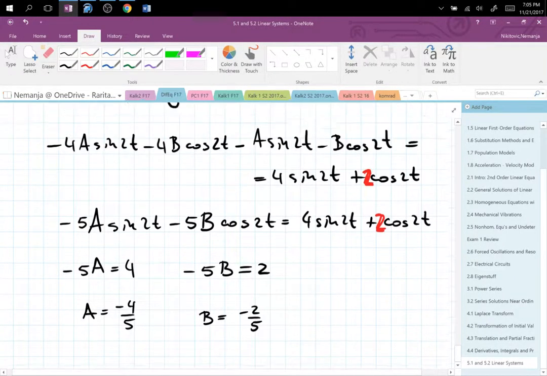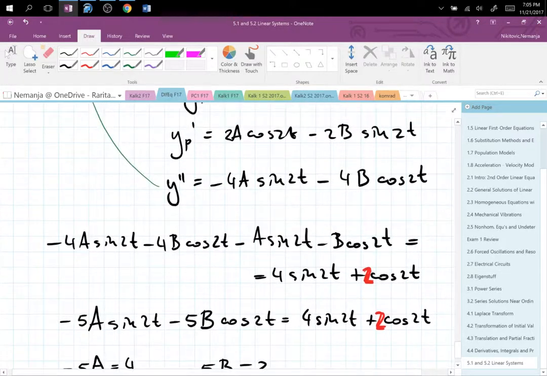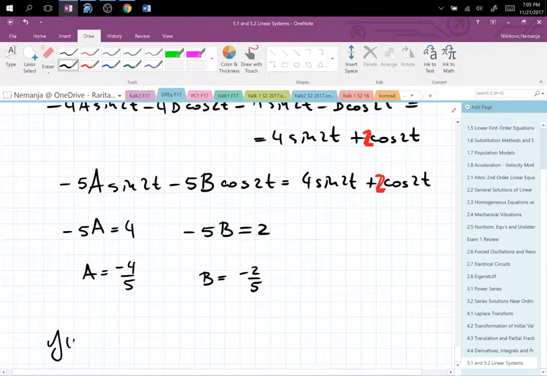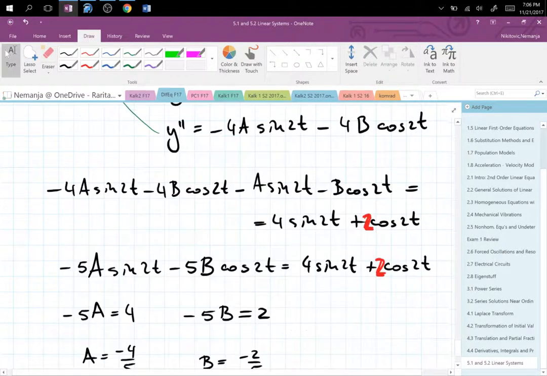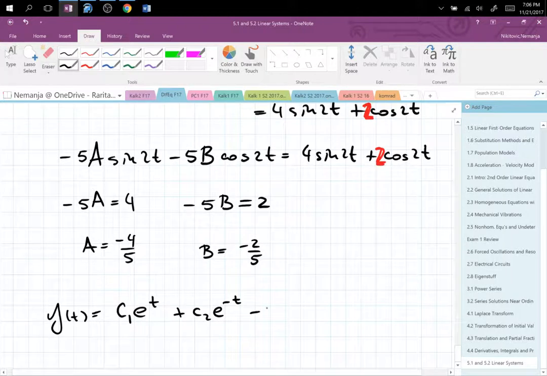So what we have is that y of t is equal to c1 e to the t plus c2 e to the negative t, and then we have to add yp. And the yp is this one with a and b, so we have those numbers. That's negative 4/5 sine 2t minus 2/5 cosine 2t. All right, so we got y. Now we are supposed to find x.